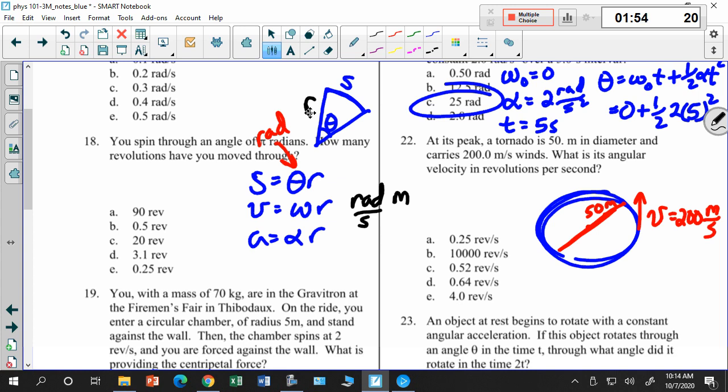Let me give you a little nudge in the right direction here. I'm looking for the angular velocity. I know that V is equal to omega times R, and I'm looking for omega. So omega is equal to V divided by R. I know V, I know R, which is half of the diameter. 200 divided by 25. Now that's not the answer, right? That would be 200 divided by 25 is what? 8. 8, right. To get the answer, I have to convert that now from radians per second into revolutions per second.